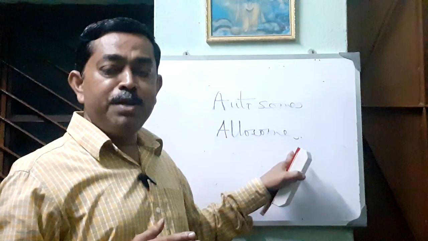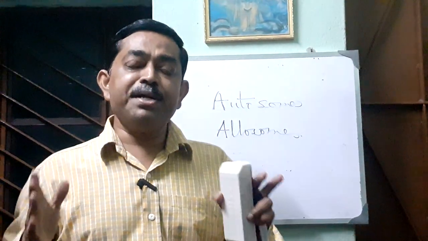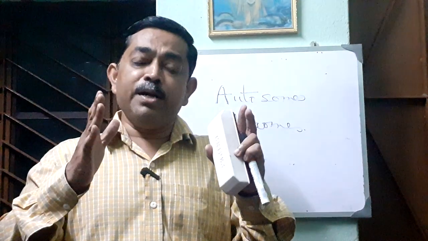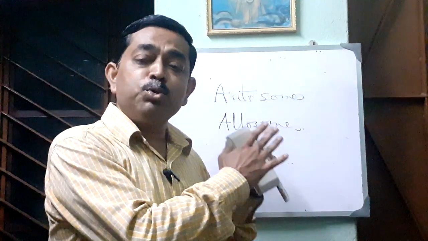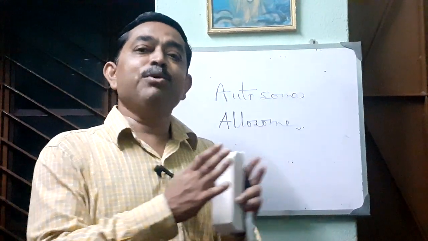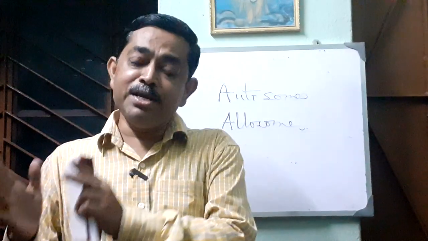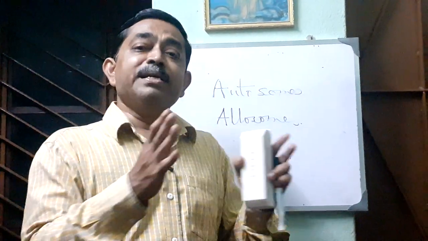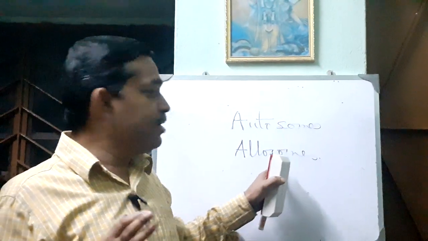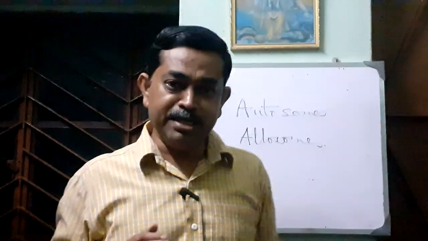There are two types of chromosome. A somatic cell in our body contains 44 autosomes, that means 22 pairs, and two sex chromosomes, which are called allosomes. In males, there is one pair of XY chromosomes, and in females, XX chromosomes. These are allosomes. I have told you the basic difference between autosome and allosome in the definition.